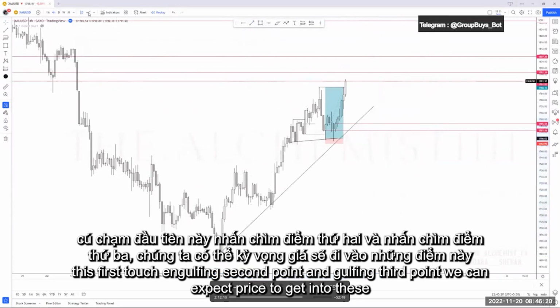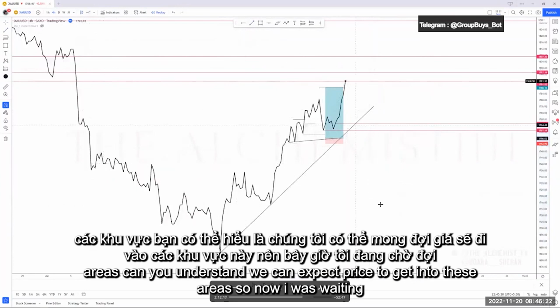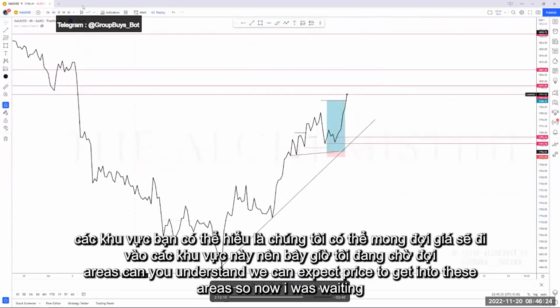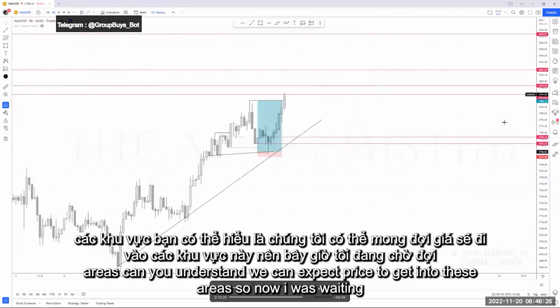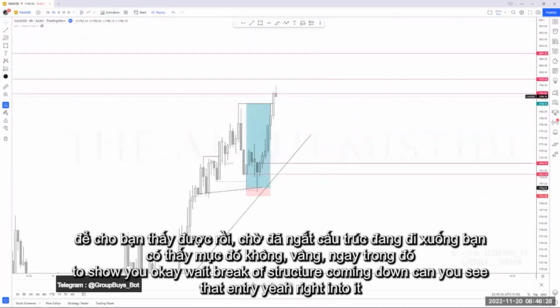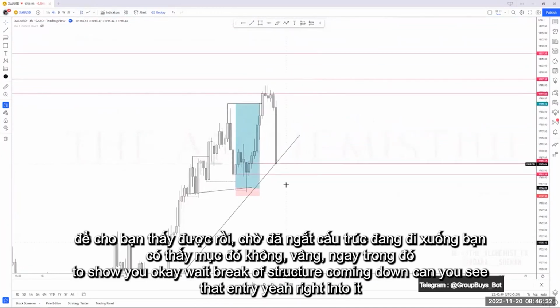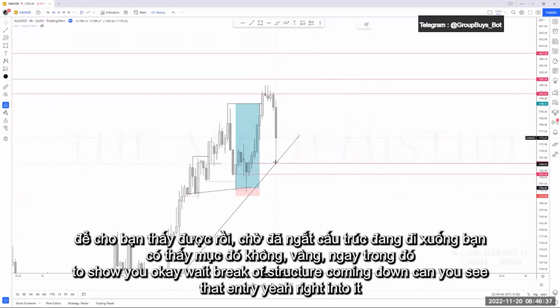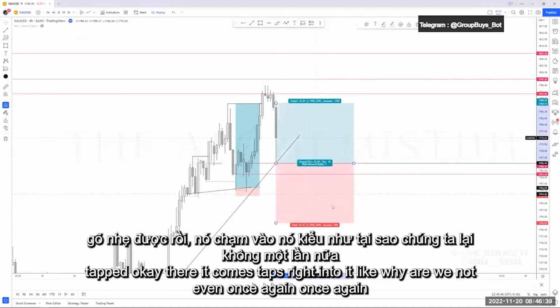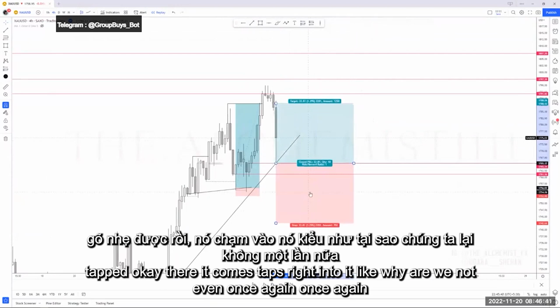Third point, we can expect price to get into these areas. Can you understand it? So now I was waiting to show you. Okay, wait, breakout structure, coming down. Can you see that entry? Right into it. Tapped. There it comes, taps right into it.